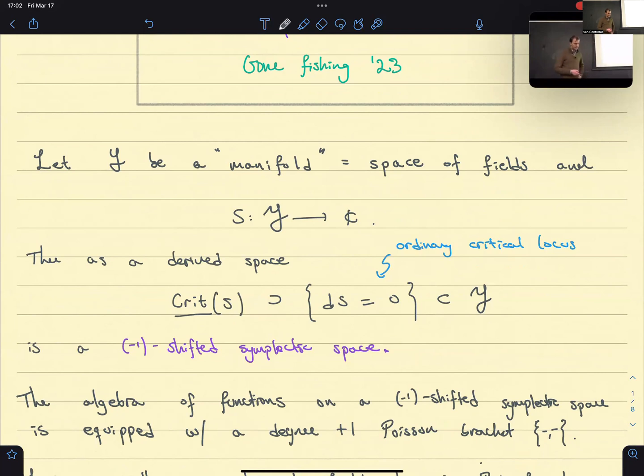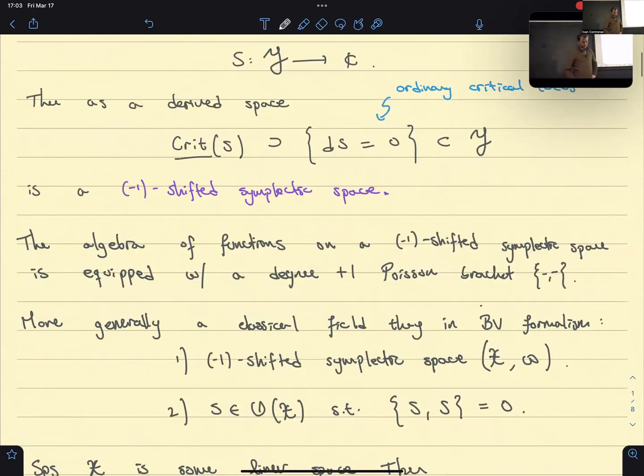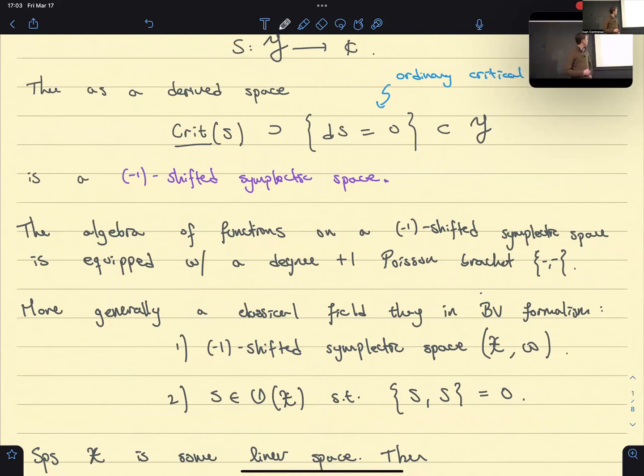And sort of very basic starting fact for me is that the derived critical locus of S, this is a derived space which enhances the usual critical locus, which is just where the derivative of S is 0, sitting inside of Y, is a -1 shifted symplectic space. And the algebra of functions on this shifted symplectic space is equipped with a Poisson bracket of cohomological degree +1. And I'll call this brackets here. I think Pavel had mentioned in his talk, this is sometimes called the BV bracket.